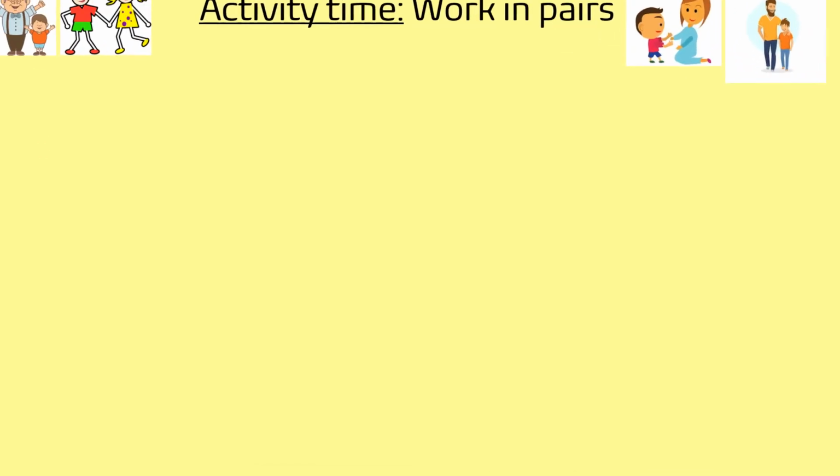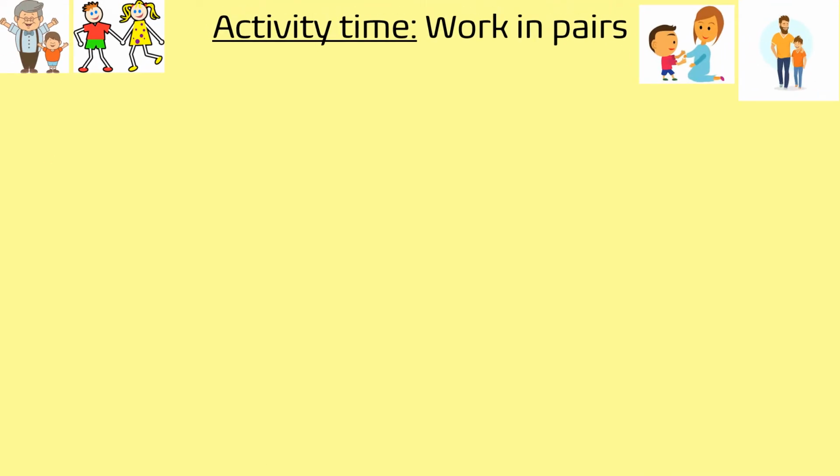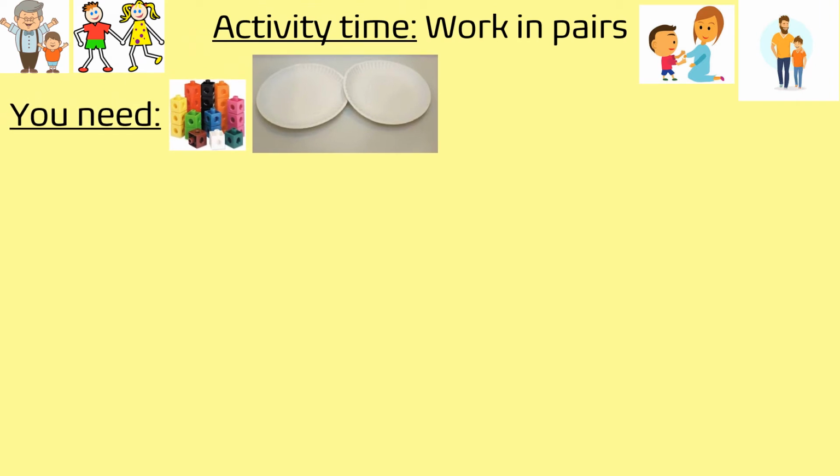Okay, guys, so it's activity time now, and you need to do this activity in pairs. Now, you might want to do it with a friend. You might want to do it with a grandparent if you live with your grandparents. You might want to do it with your mum or your dad or your brother and sister, whoever you're with. And if you are on your own, that's fine, because you can have a go at doing it independently. Okay? All right, guys, so the activity we're going to be doing. You will need some small objects, 20 small objects like cubes, and you'll need 2 paper plates or 2 bowls.